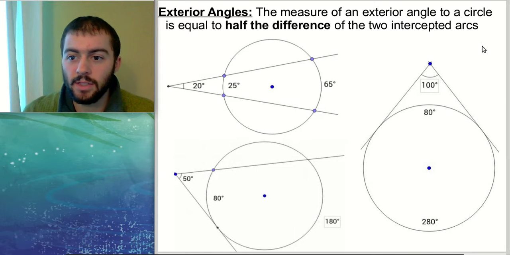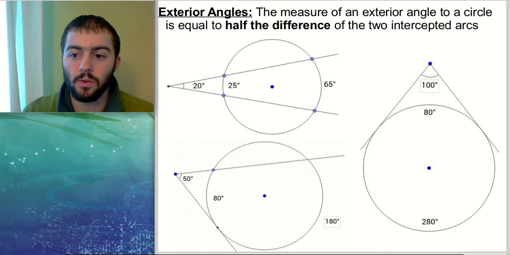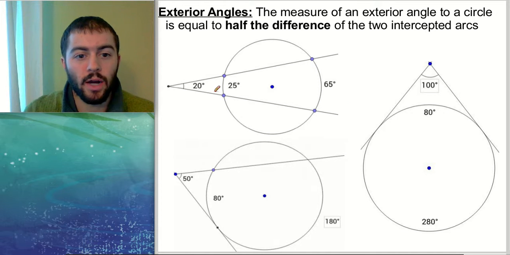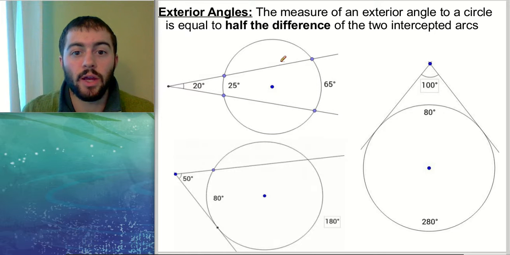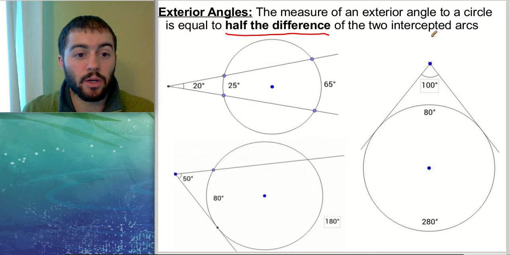All right, and the last type of angle situation we're going to look at here are exterior angles. So the word exterior means outside. So we're looking at angles that are formed outside of the circle. There are a few different types of exterior angles that we're going to look at here, but the rule is the same for all of them. The measure of an exterior angle is half the difference of the two intercepted arcs.